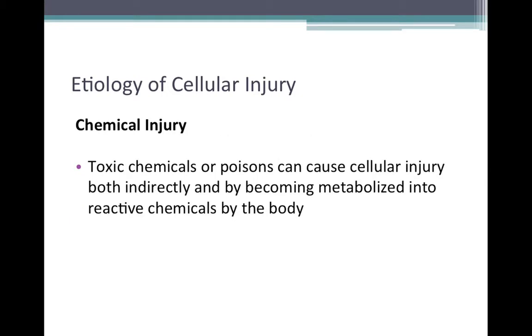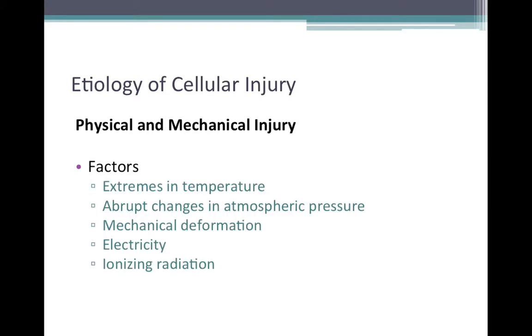Now, chemical injury can be caused by toxic chemicals or poisons causing cellular injury. An example of chemical injury could be something like arsenic exposure. It turns out that arsenic inhibits the electron transport chain, and that can actually lead to cell injury and death. Otherwise, there's other forms of physical mechanical injury, like extremes in temperature, abrupt changes in atmospheric pressure, like if you're scuba diving, you get the bends. Otherwise, things like mechanical deformation, electricity, and ionizing radiation are all forms of physical and mechanical injury.